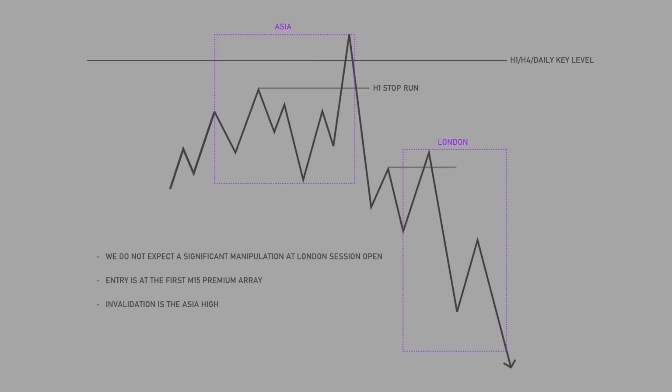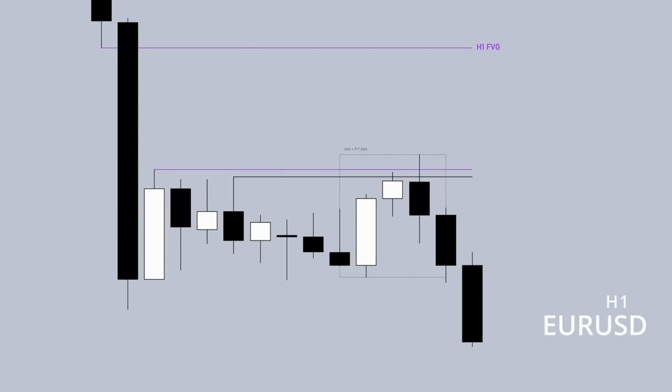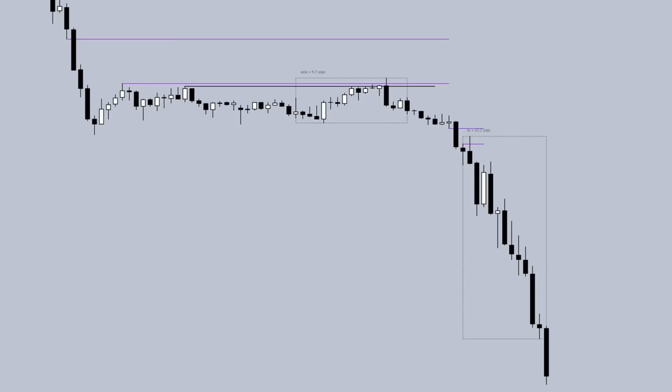Also, the invalidation for the narrative is always the manipulation high or low. In this case, it's obviously the Asian session high. So here we have the H1 Euro chart, and you can see here we have an hourly fair value gap, which is our higher time frame key level, and we also have an hourly stop run into our key level, followed by a change in order flow. Then we wait for London session open, and you can see here the Asian session high is our invalidation.